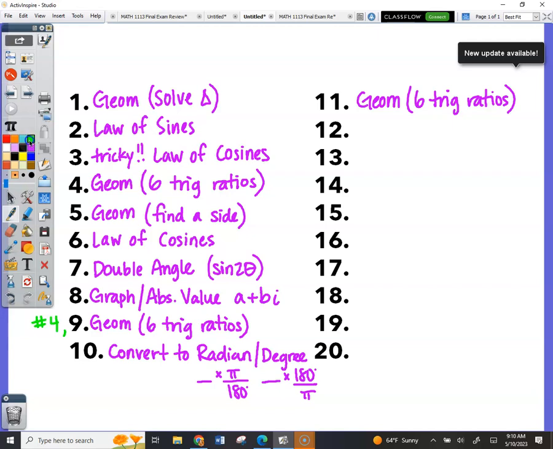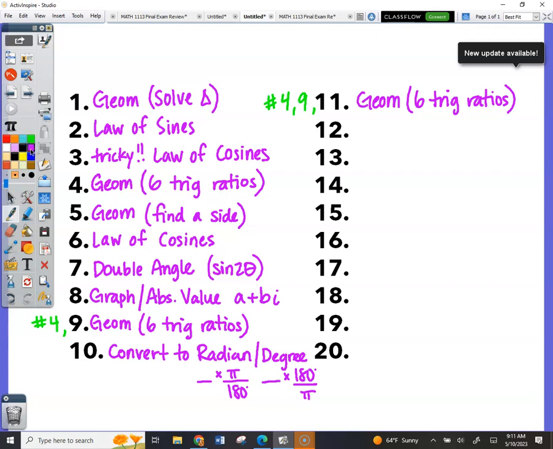Number 11 is basic geometry, finding these 6 trig ratios, but this time they give you all 3 sides. So right here, you've got number 4, 9, and 11. See where we're creating those are all the same type questions. 4 is the ugly radical, 9 is the pretty numbers, 11, they give you all the numbers. 4 and 9 have to do Pythagorean theorem.